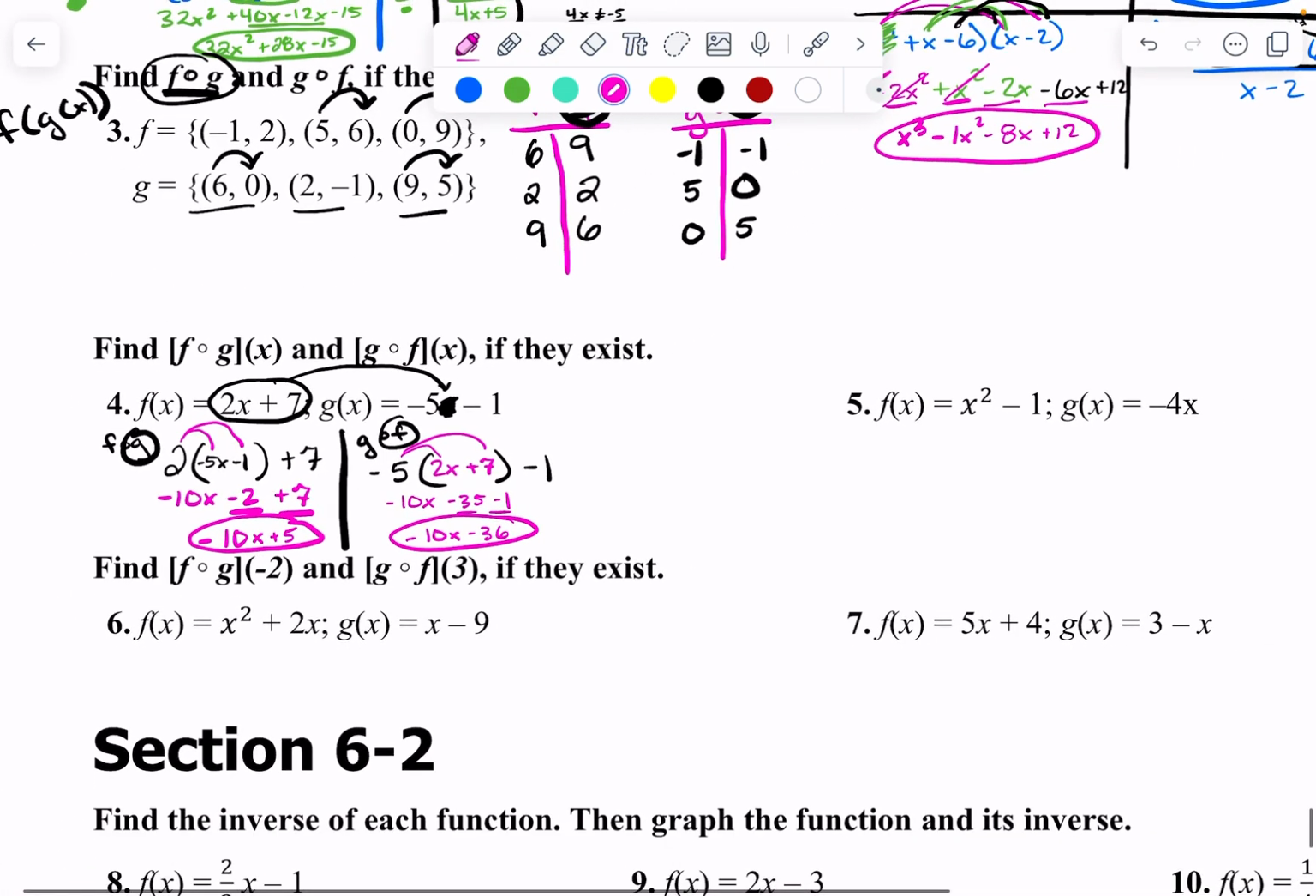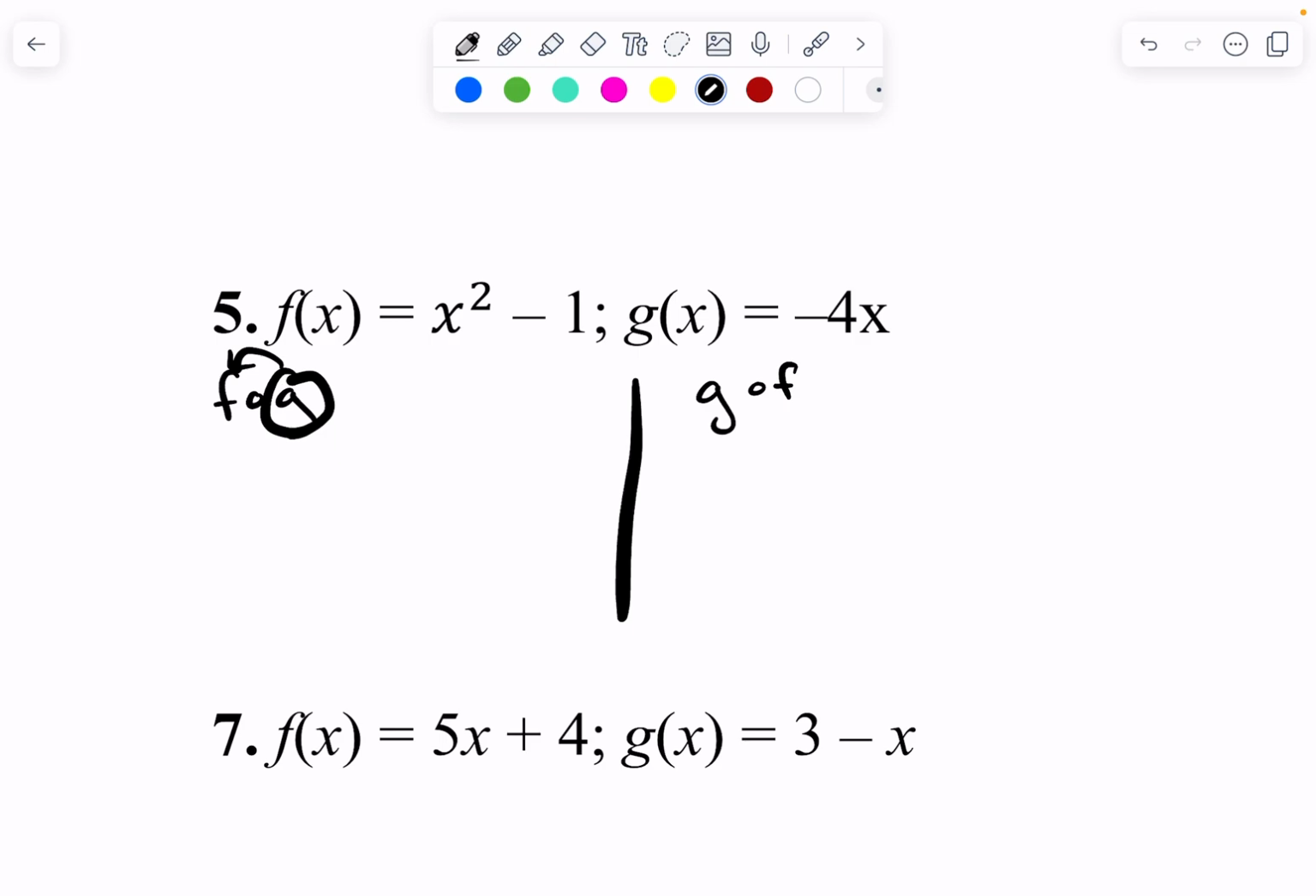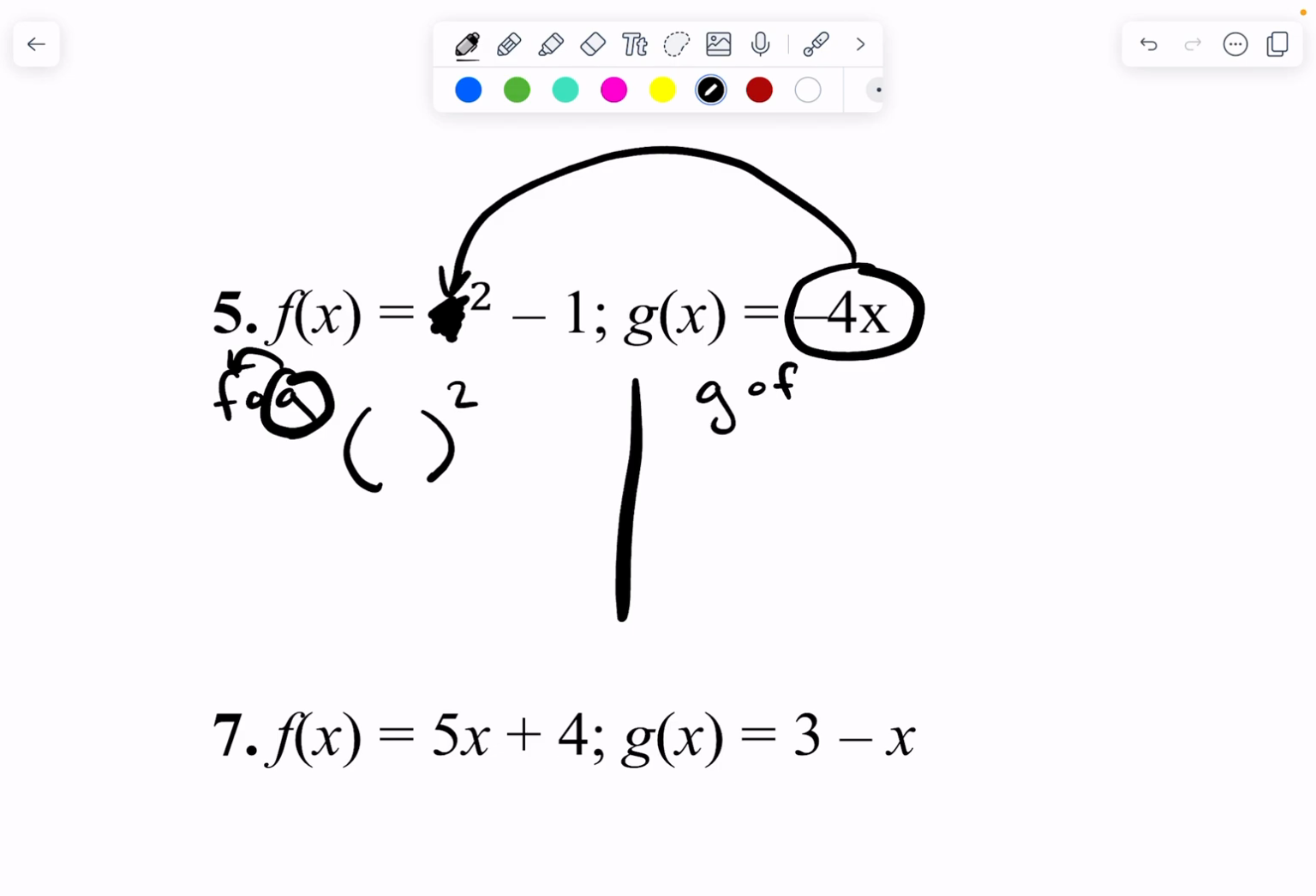Okay. Oh man, we got another one over here that we got to do. Okay. So this one, if we do F composed of G and G composed of F, here the G is going into the F. We start with the inside. So this guy is going in to here. It's going to get replaced with that guy. Note the square stays. So instead of it being x squared, it's going to be negative 4x squared. Oh, but don't forget the minus 1. So x squared minus 1.